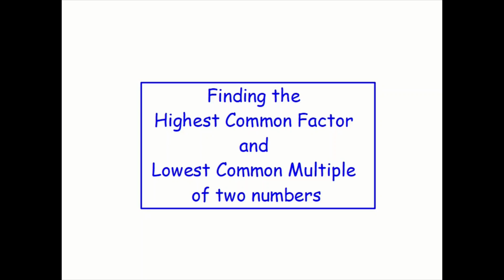So the highest common factor is called the HCF, because obviously you've got the letters there, HCF, and the lowest common multiple is referred to as the LCM. So you are finding the HCF and LCM of two numbers in this video.